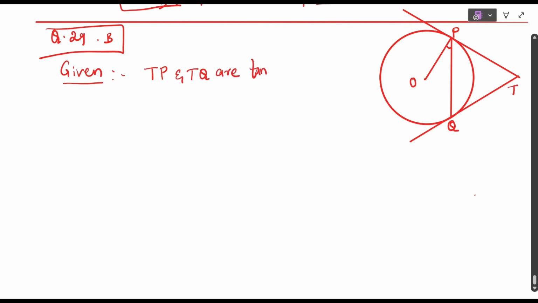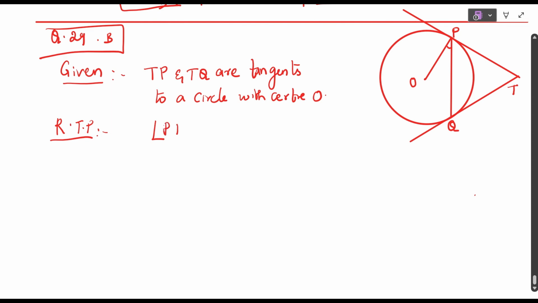Okay, steps are very much important here, students. To a circle with center O. Next, what is required to prove, students? What we have to prove in this question? Angle PTQ. So where is the angle? I am going to mark here. This angle is equal to 2 times the angle, I have marked already, angle OPQ. This one we have to prove.